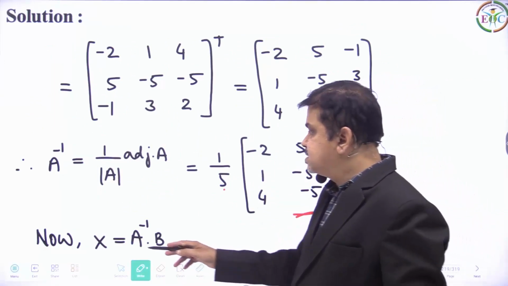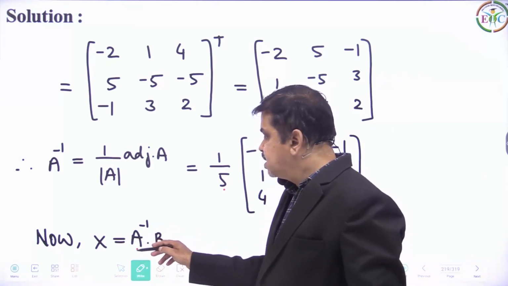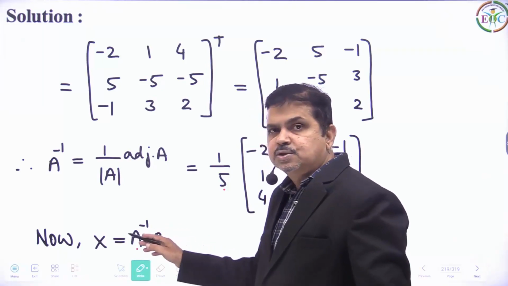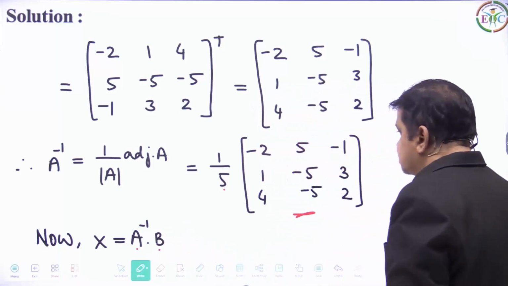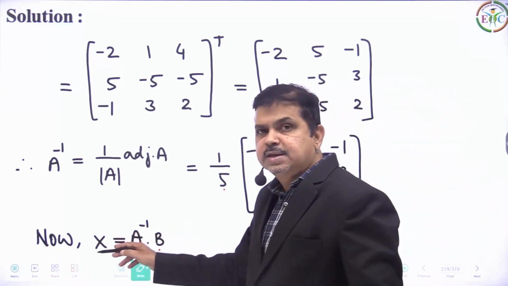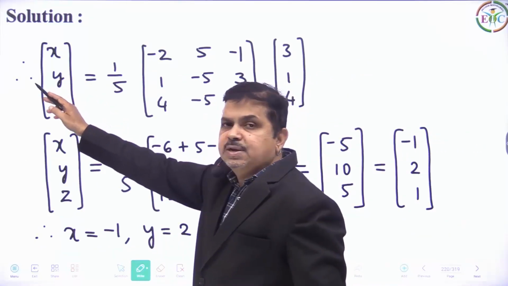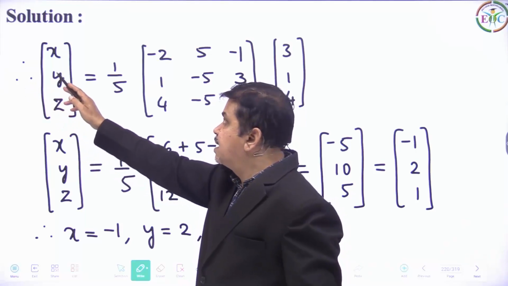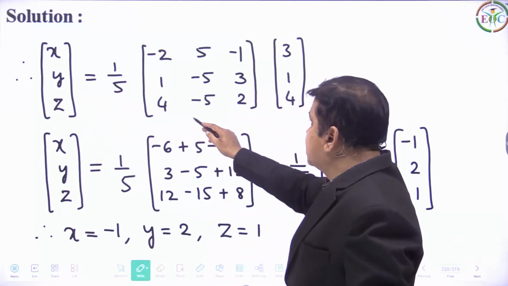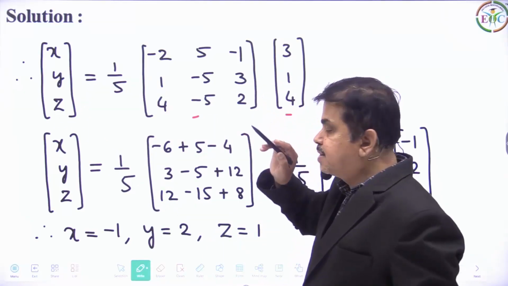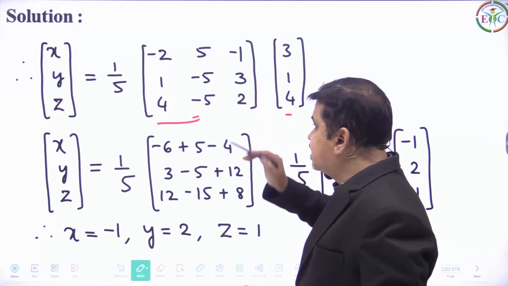Now the given equation is X equal to A inverse into B. So write down the matrix A inverse and the B matrix, and then you can perform the matrix multiplication of A inverse and B. Therefore this equation can be written in the matrix form: the matrix containing elements X, Y and Z is equal to 1 by 5 into the A inverse matrix and the B matrix. This is the A inverse matrix and this is the B matrix.